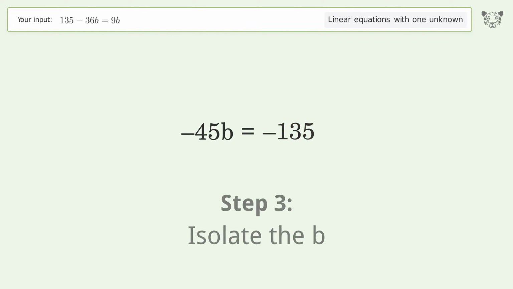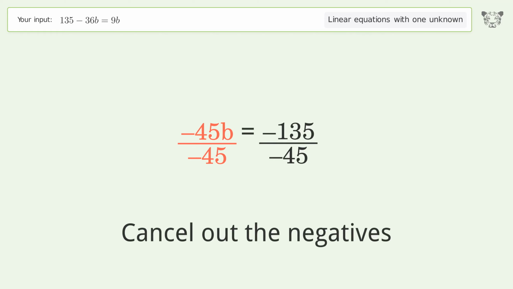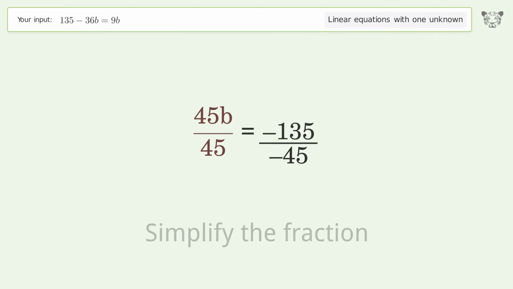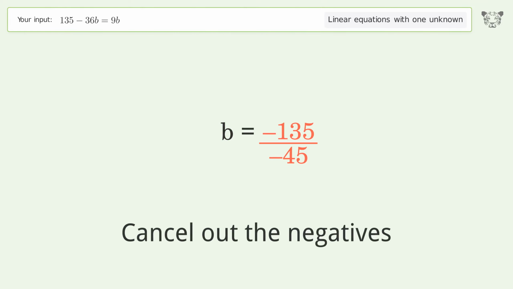Isolate the b. Divide both sides by -45. Cancel out the negatives. Simplify the fraction. Cancel out the negatives.